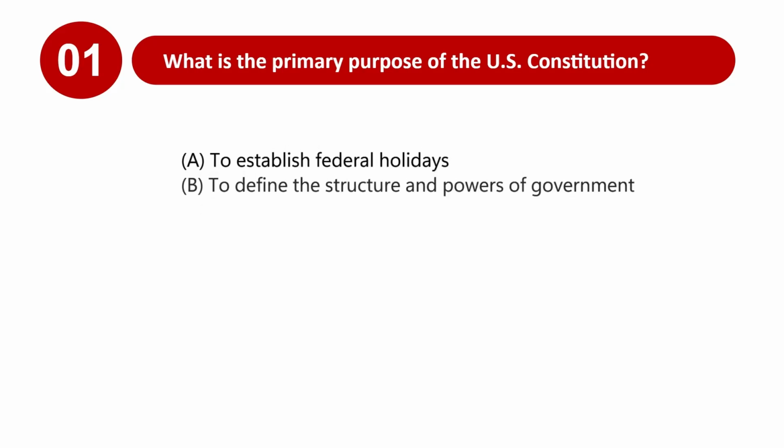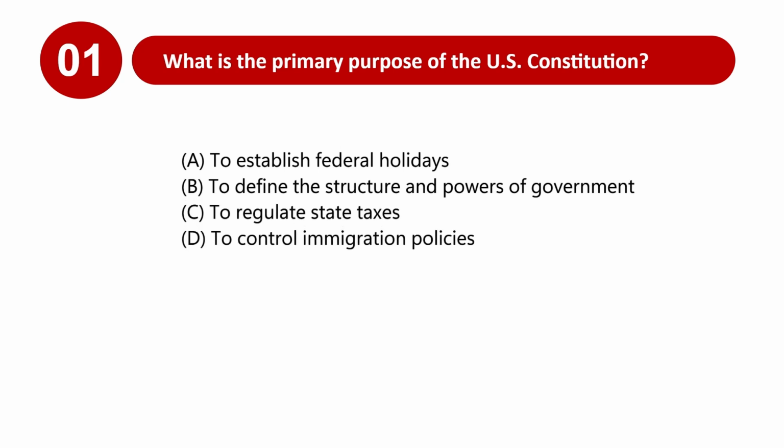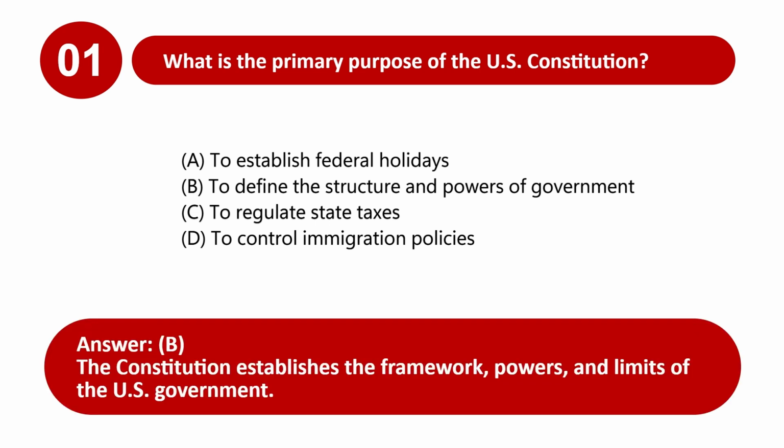What is the primary purpose of the U.S. Constitution? A. To establish federal holidays. B. To define the structure and powers of government. C. To regulate state taxes. D. To control immigration policies. Answer B. The Constitution establishes the framework, powers, and limits of the U.S. government.